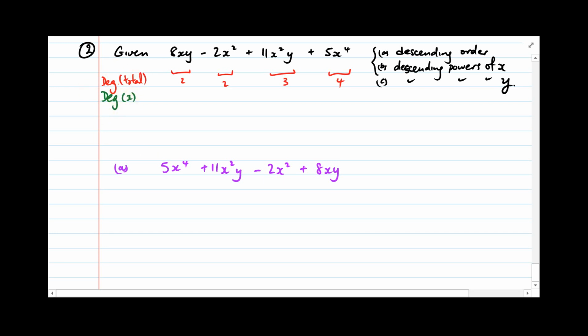Alright, let's look in part B, where I want to look at the degree only of the x's. Right, so I would have 1, 2, 2, and 4. Solution in descending powers of x, starting with the highest power. Again, we start with 5x^4. The next, we would again have to look in lexicographic order. xx would come before xxy, so minus 2x^2, 11x^2 y, and then my 8xy.